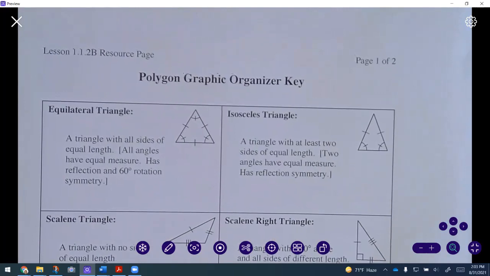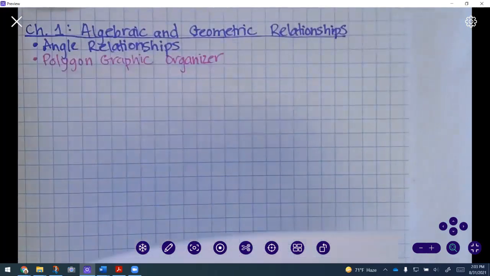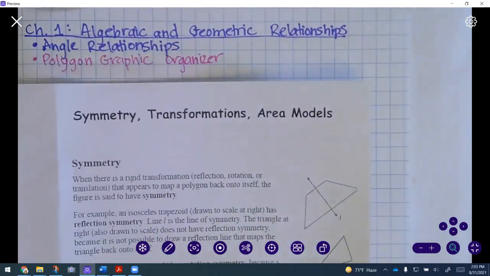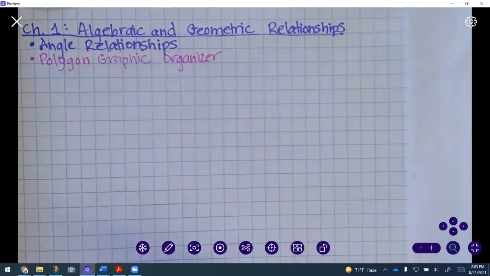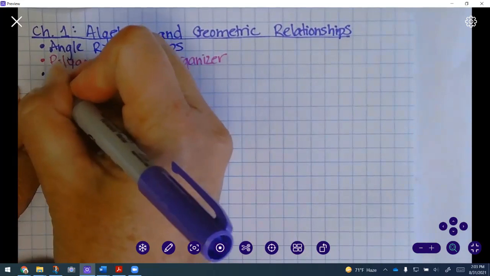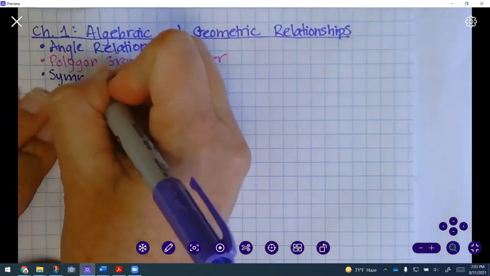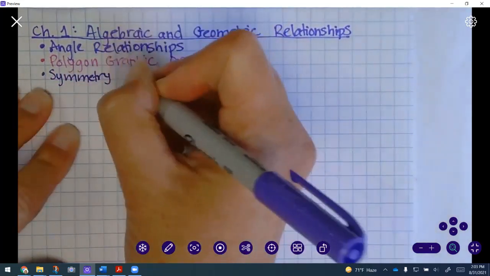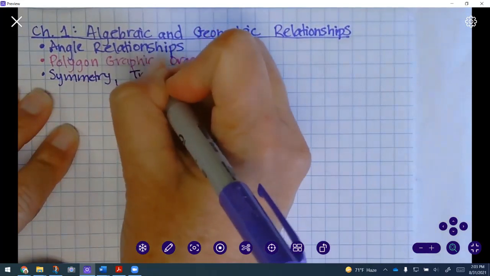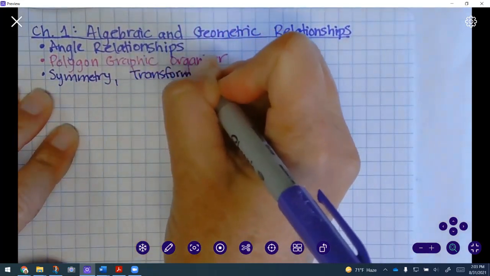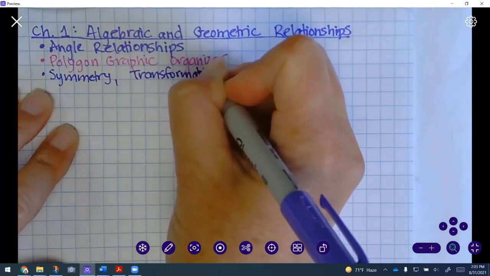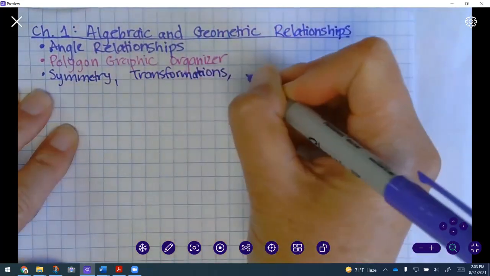And then I'm going to be putting in the one that says symmetry, transformations, area models. So that's going to be the next thing I'm going to write. Symmetry, transformations, area models.